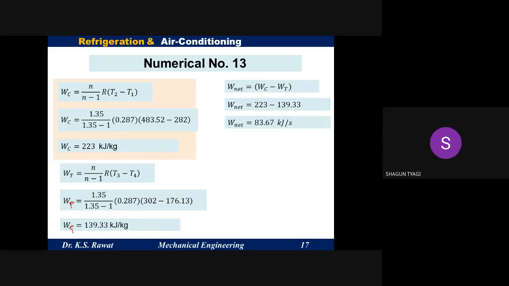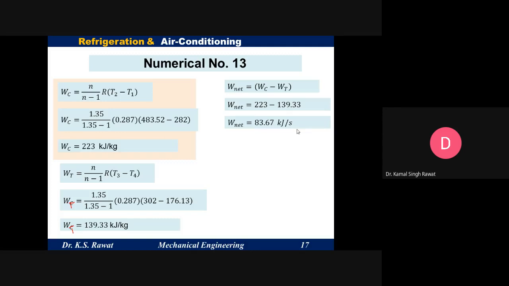82.8. 82.8 or 83.67? Yes, sir, 83.68. Okay. So it's 83.67 kilojoule per second. Unit is wrong. Okay. So it's kilojoule per kg, since we are dividing with the mass flow rate. Kilojoule per kg. Okay. The unit went wrong here.